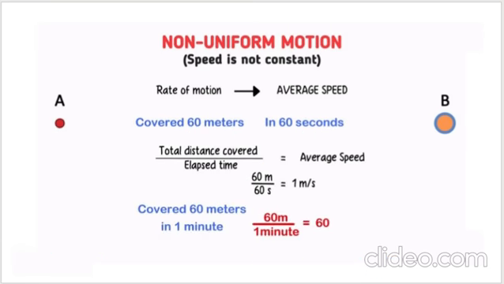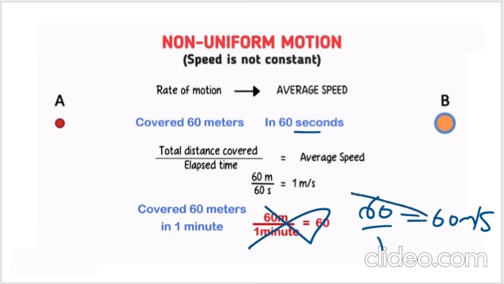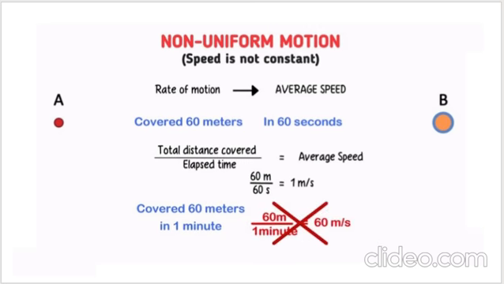Now, it covered 60 meters in 1 minute. As I said, this 60 seconds I can write as 1 minute also. So I can write it as 60 by 1, that is equal to 60 meter per second. Correct? No, that is not correct. It is not at all correct. Why? Because I am using the unit of meter per second, right?